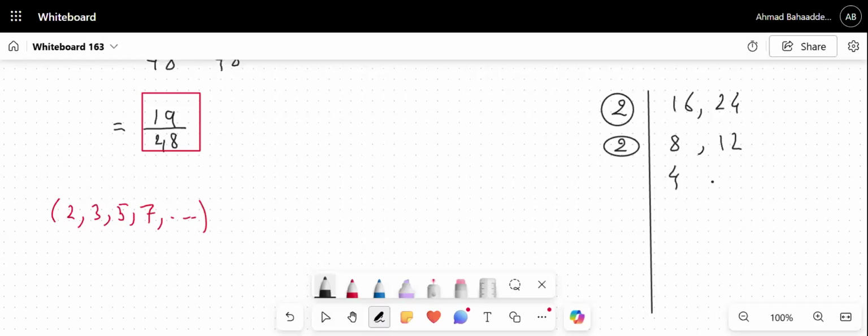So 8 divided by 2 is 4. 12 divided by 2 gives me 6. Again, 2 maybe. Yes, that's going to give me 2. This is going to give me 3. Is any of these two still divisible by 2? Any of them, at least one of them?